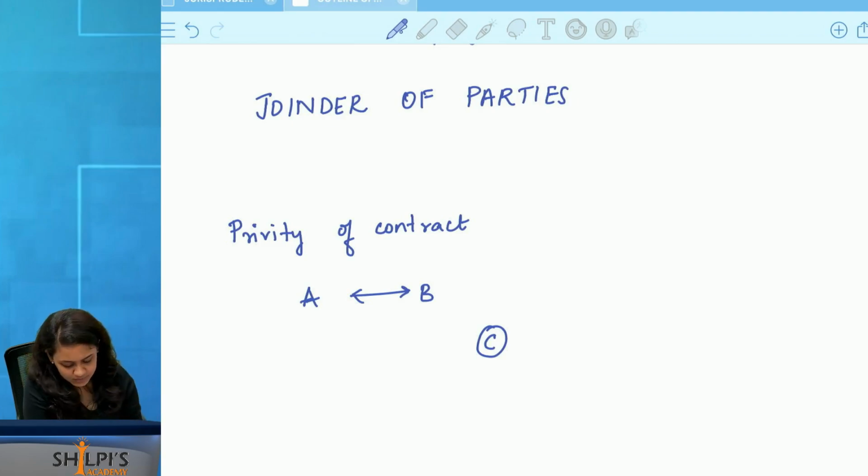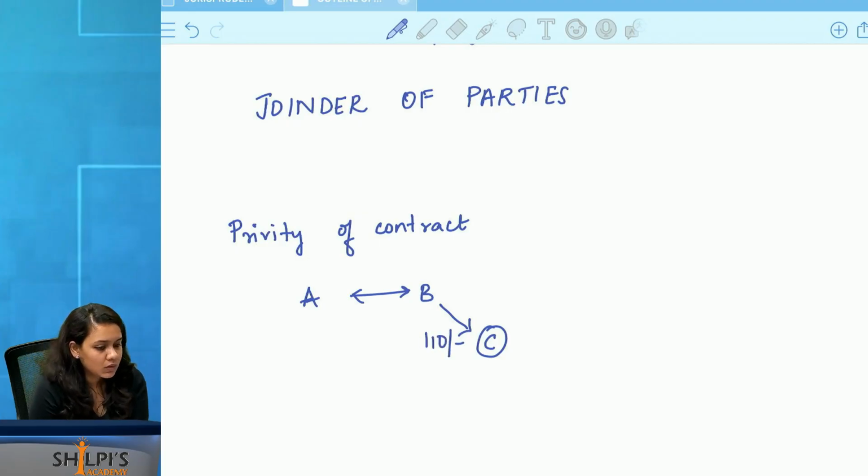Let's say for example, A tells B, I'll sell you my goods provided that you sell it to a third party for 100 rupees and not any less than 100 rupees. So, what does B do? B sells to C for 110 rupees. What has B done over here? He has violated the agreement with A.